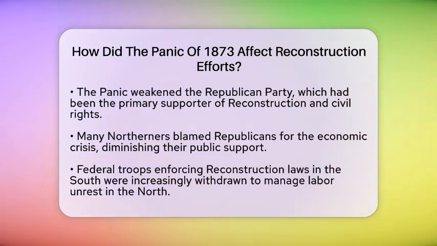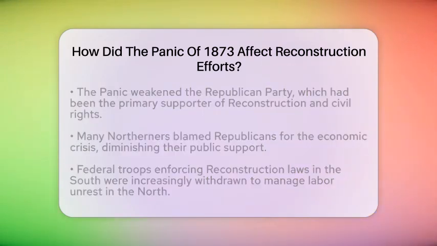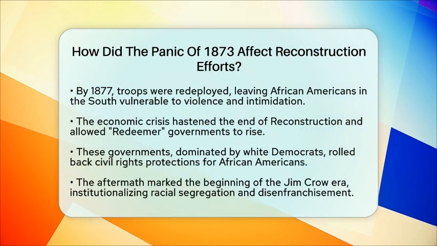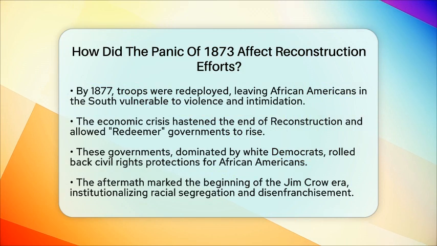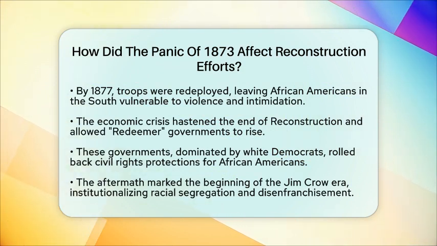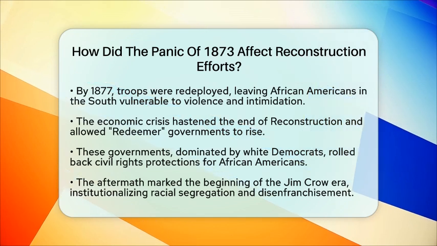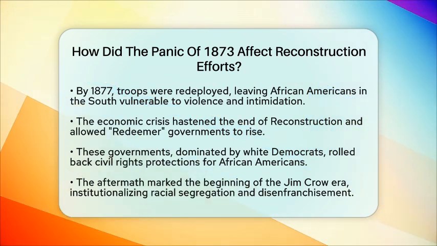The economic crisis accelerated the end of Reconstruction. The federal government's retreat from the South allowed the rise of Redeemer governments dominated by white Democrats. These groups rolled back many Reconstruction-era advances, including civil rights protections for African Americans. This marked the beginning of the Jim Crow era, which institutionalized racial segregation and disenfranchisement.